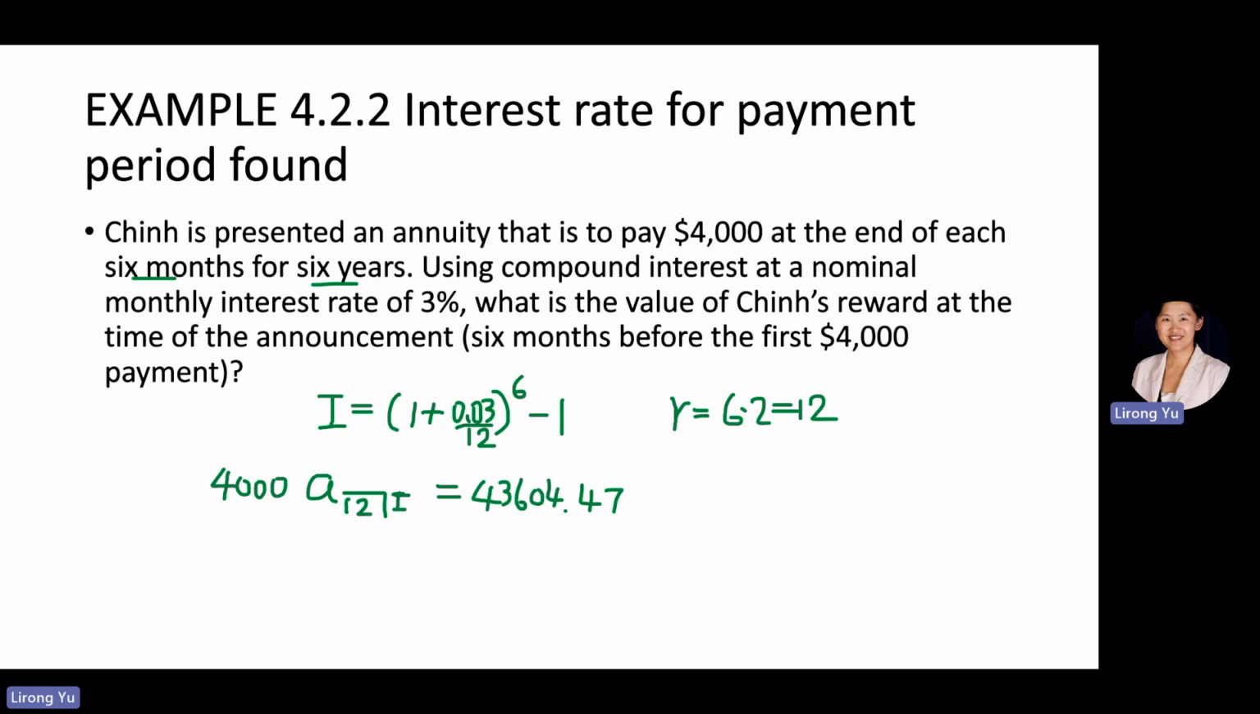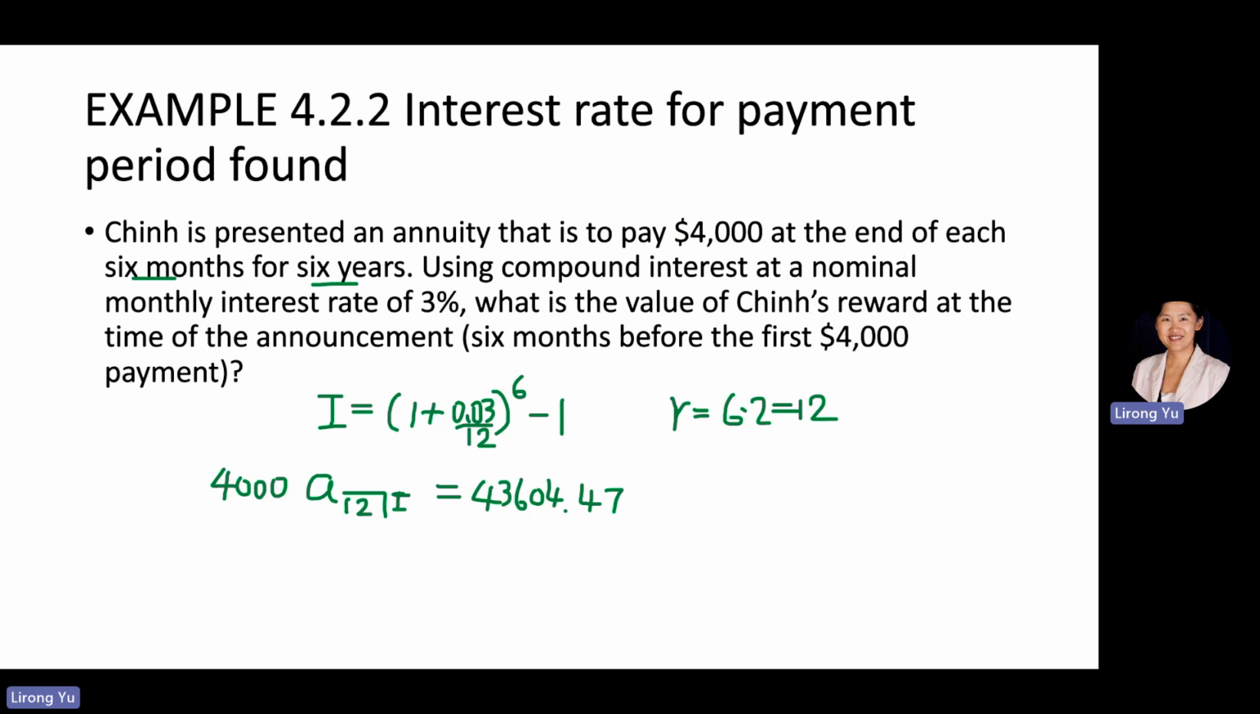The question is, what is the value of the reward at the time of the announcement? Okay, so this is the reward at the time of the announcement. When was the announcement? 6 months before the first payment. Okay, so that is a time zero value.